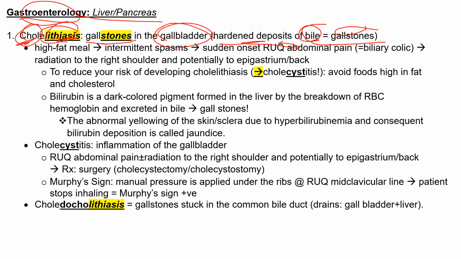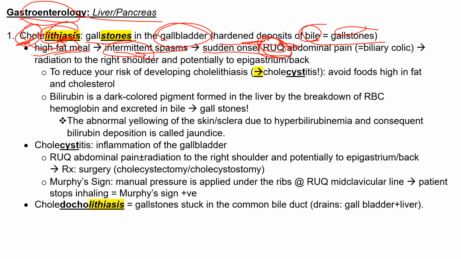One of the main causes that you actually find out that the patient has gallstones in the gallbladder is when the patient has high-fat meals, which cause hormone release. These hormones cause spasms of the bile. The gallbladder is a muscular sac. It spasms, and then there is a sudden onset of right upper quadrant pain.